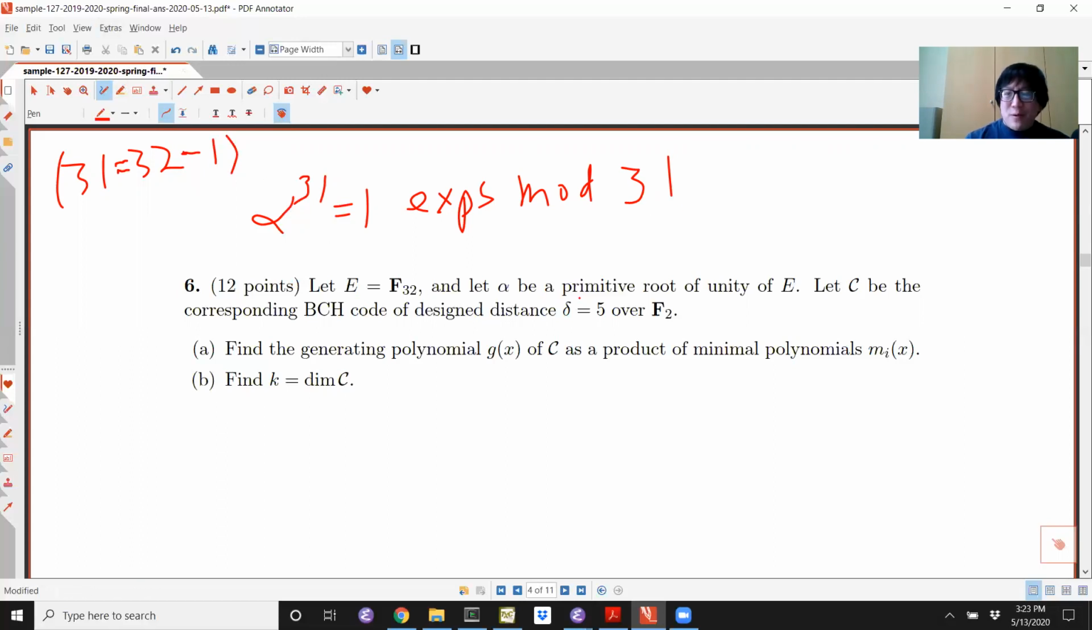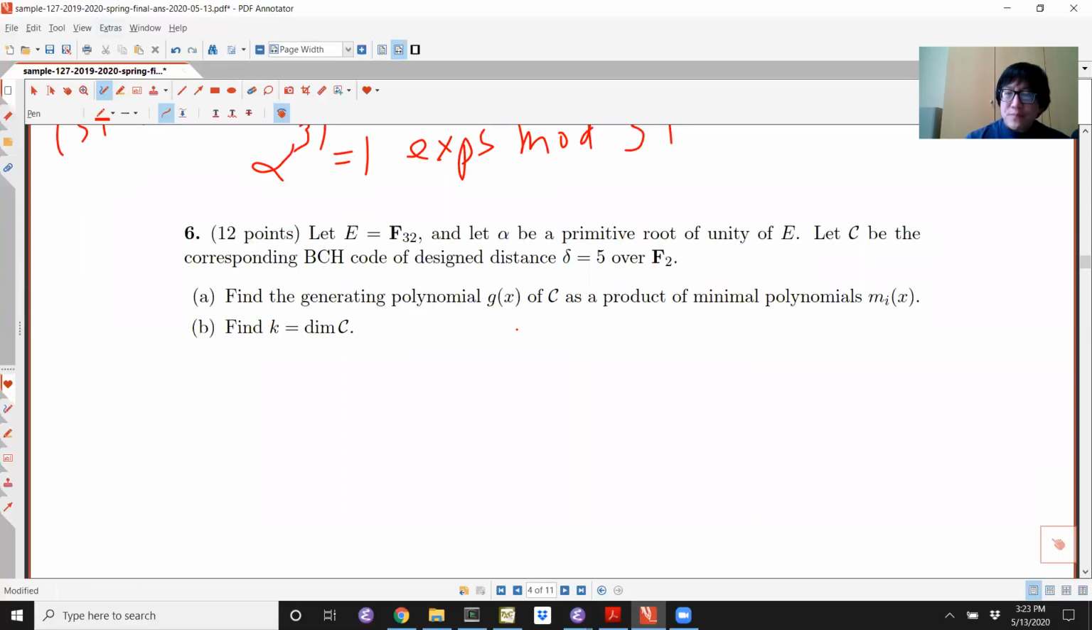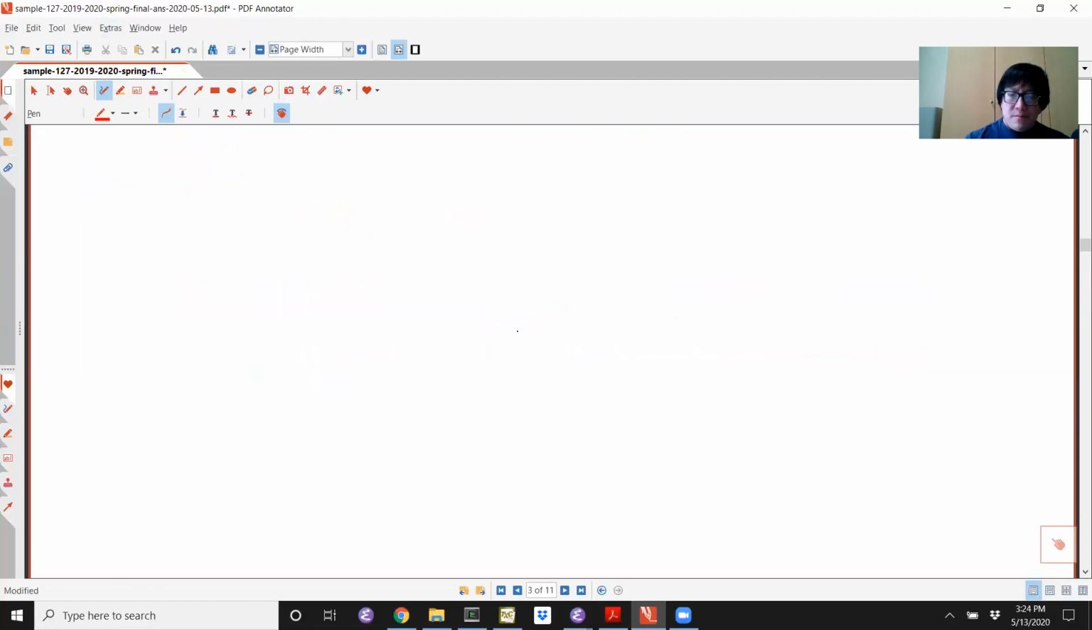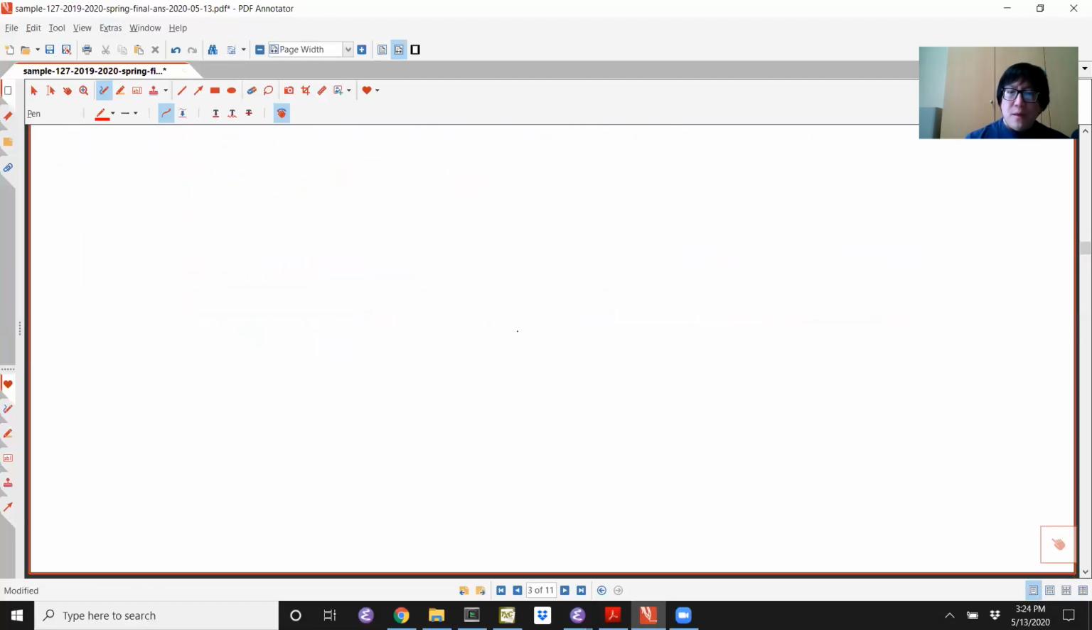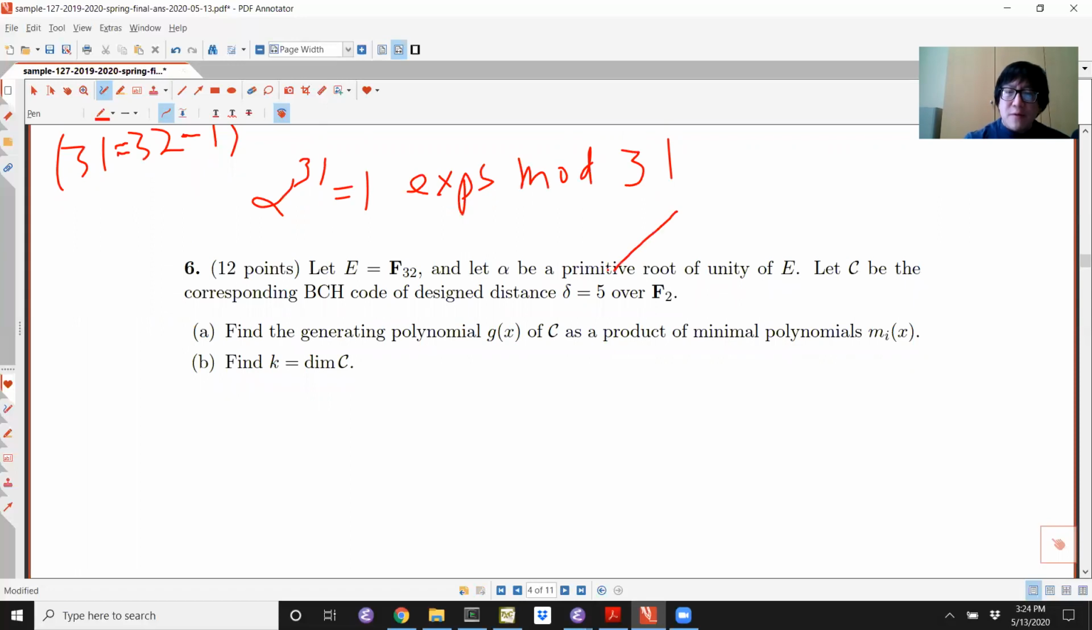Okay, so let alpha be a primitive root of unity, and let C be the corresponding BCH code of design distance delta equals 5. When delta equals 5, what does that mean? That means we're going to have to account for M1, M2, M3, and M4 somehow.